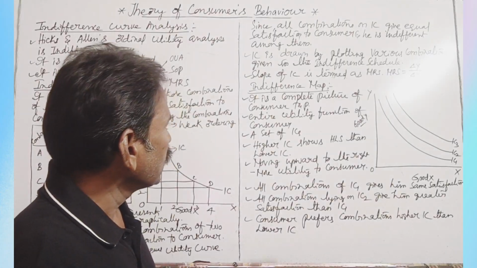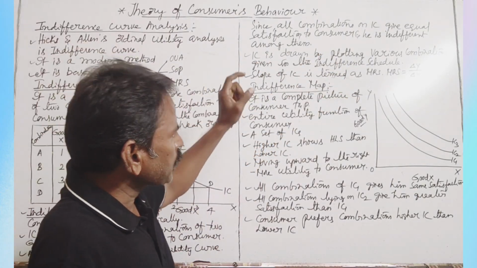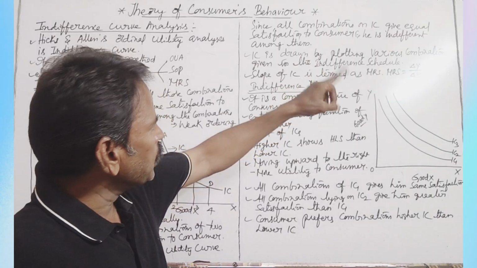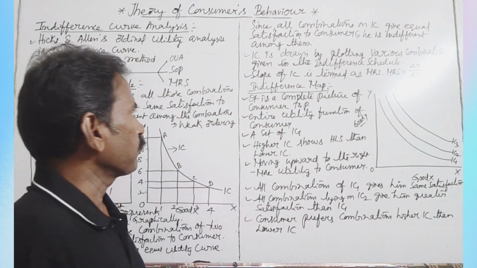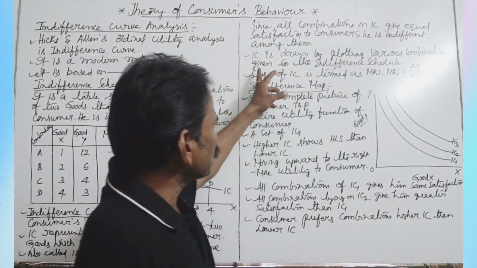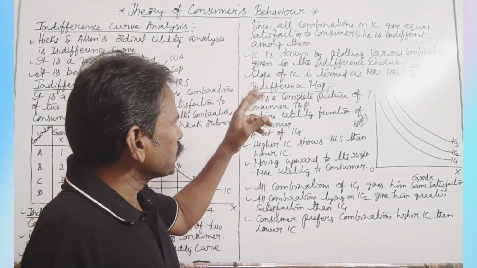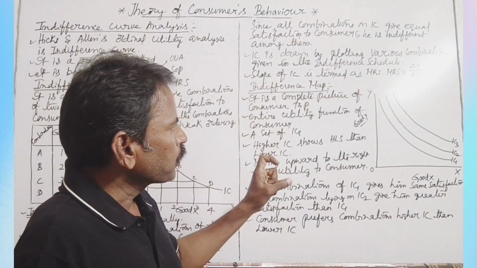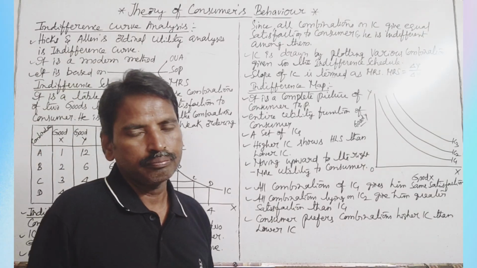Next, since all combinations on IC give equal satisfaction to the consumer, he is indifferent among them. This is known as weak ordering. So IC is drawn by plotting various combinations given in the indifference schedule.